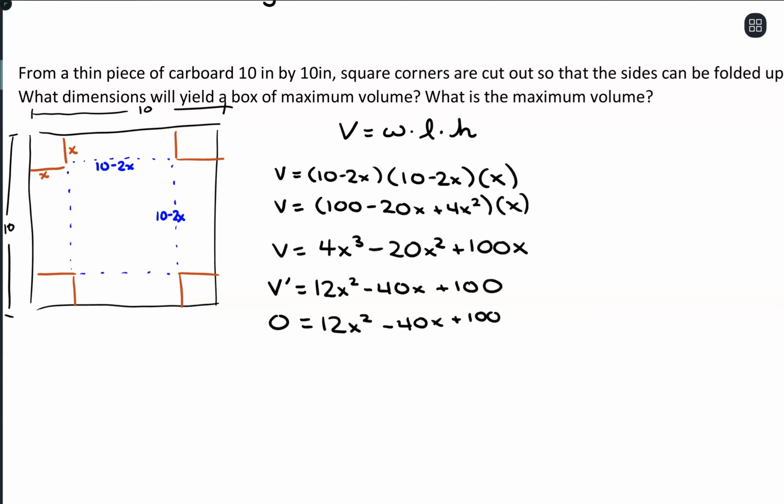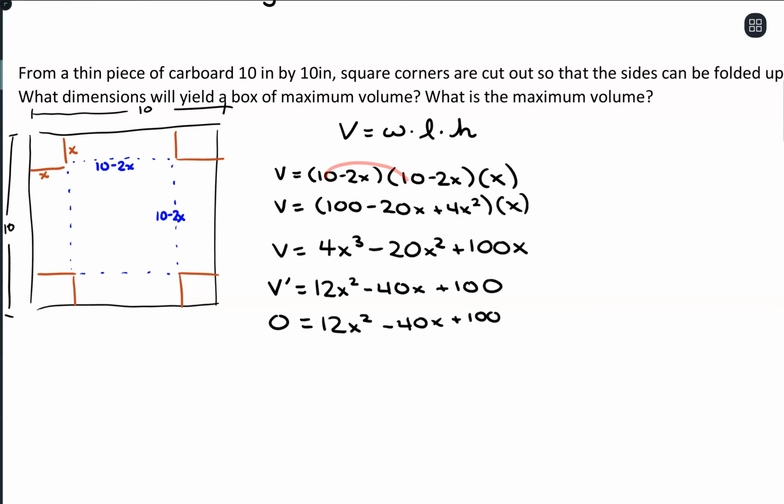Thinking, one second. Yep, something didn't feel right and I moved a little too fast. When I was foiling, I have 100, and then minus 20x twice, so that would be minus 40x for the cubic. So it would be 4x cubed minus 40x squared plus 100x, which means when I take the derivative, it would be 12x squared minus 80x plus 100.